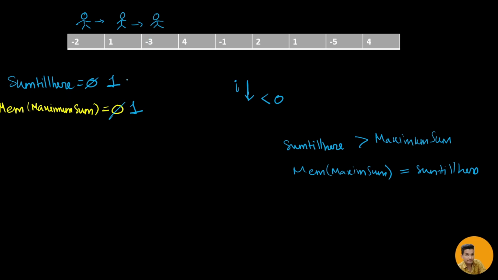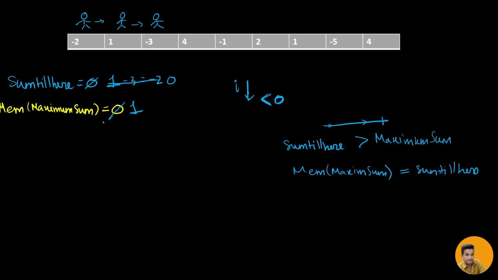We found -3, so sum till here becomes -2, and this is wrong. This number is bringing down our sum to less than 0. So we will reinitialize sum till here to 0. Sum till here is 0 and maximum sum is 1, which is greater, so we are not going to change our maximum sum.